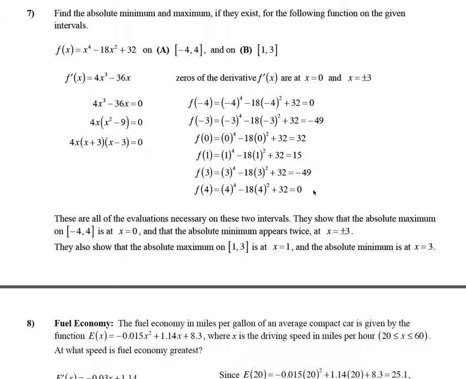Well, this tells us that the absolute minimum is -49, and it appears twice at -3 and +3. That's what it says here. And at the maximum, if you look at all these values, the maximum is 32, and that appears at 0. So the absolute maximum is 32, and it's at x equals 0. And the absolute minimum is -49, and that appears at ±3.